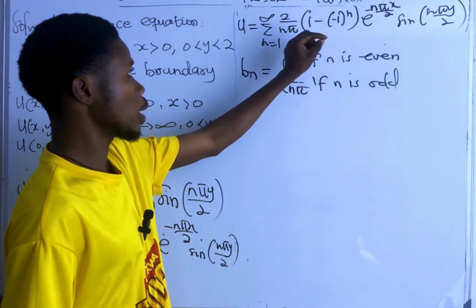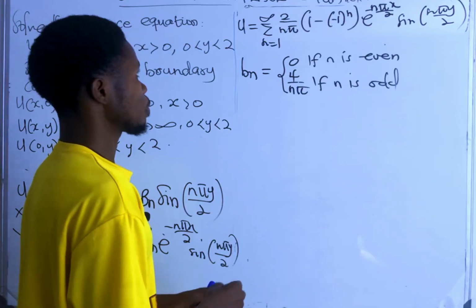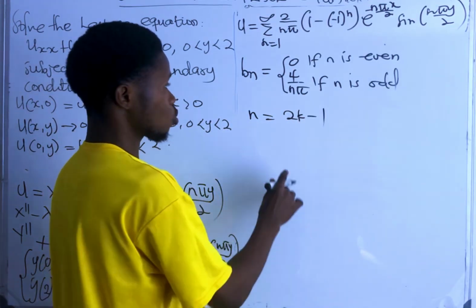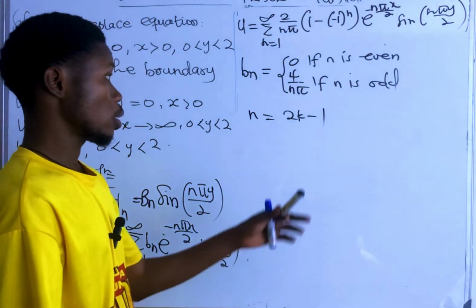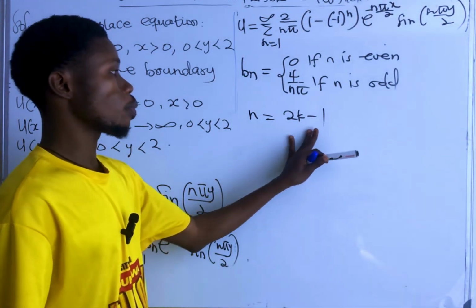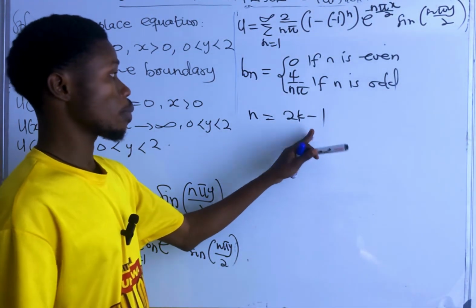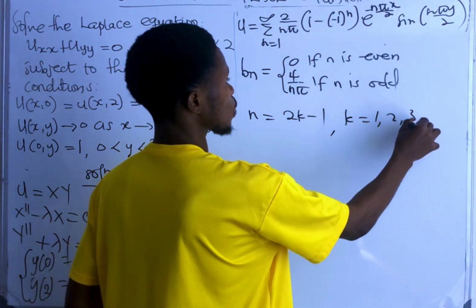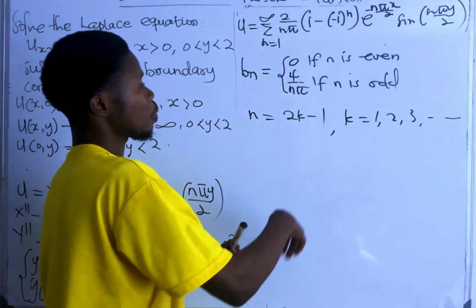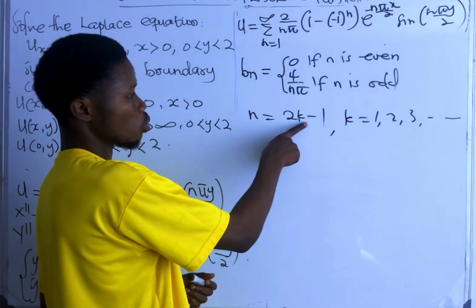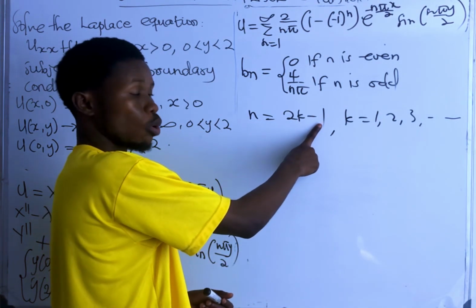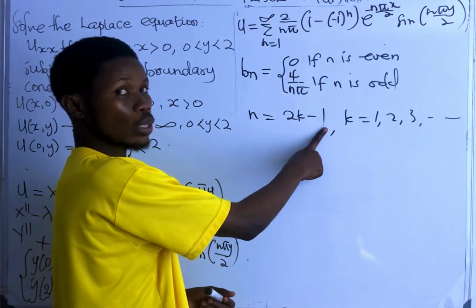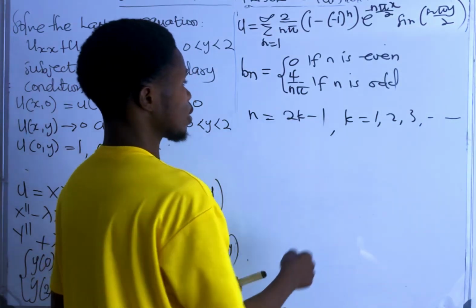So instead of n, let's define the n in this manner: 2k minus 1. If you remember your introductory analysis, these things are proved. This is the formula for odd numbers, where k is equal to 1, 2, 3 to infinity. If I put 1 here, 2 times 1 is 2, 2 minus 1 is 1. That gives you odd. 2 there, 2 times 2 is 4, 4 minus 1 gives us 3. That is odd. You can test them, you see that.